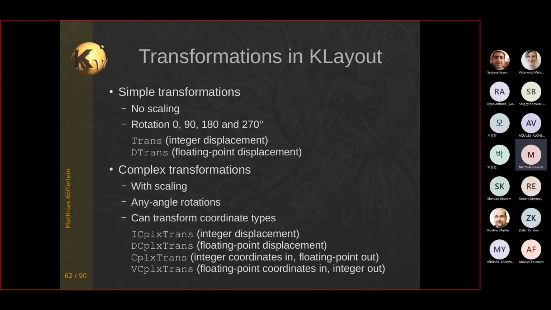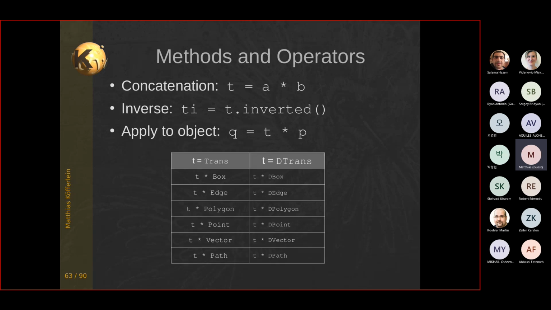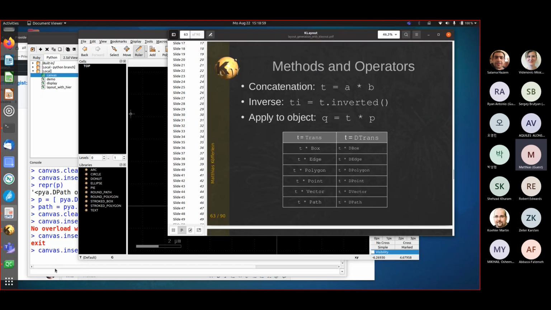So the only thing worth mentioning here is that these complex transformations can also be used to transform between integer and floating point units and back. So that's how they are mainly used in KLayout in VLSI. And these transformations can be applied to objects. So if I define such a transformation, I can multiply an object with it, and I get the resulting object. Right? And I can briefly demonstrate this to you.